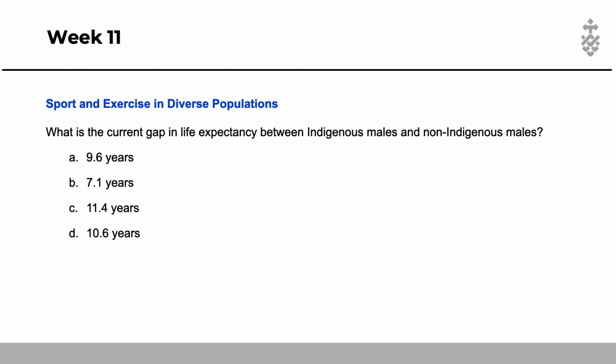And then this is the last practice question that we'll discuss today. It's related to sport and exercise in diverse populations. So in the last lecture in week 11, we spoke about cultural diversity in Australia, Indigenous Australians. We discussed persons with disability and also gender and sexual identity. So this question is, what's the current gap in life expectancy between Indigenous males and non-Indigenous males? If you guys have been doing those practice quizzes each week, the lecture revision quizzes, you would have probably seen this question before. The answer is D. It's 10.6 years.